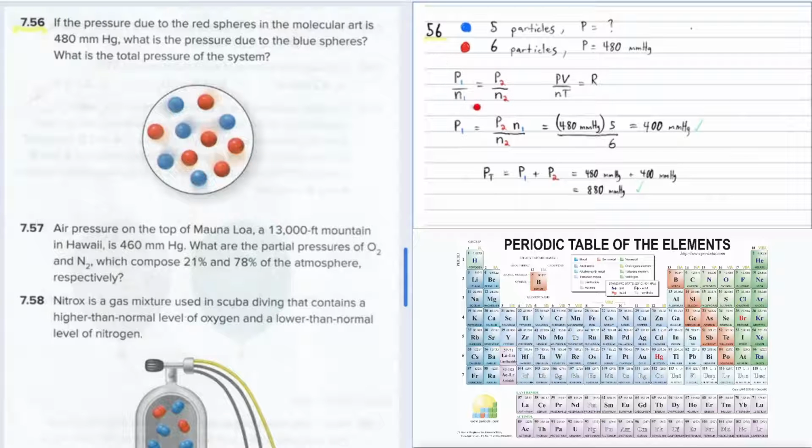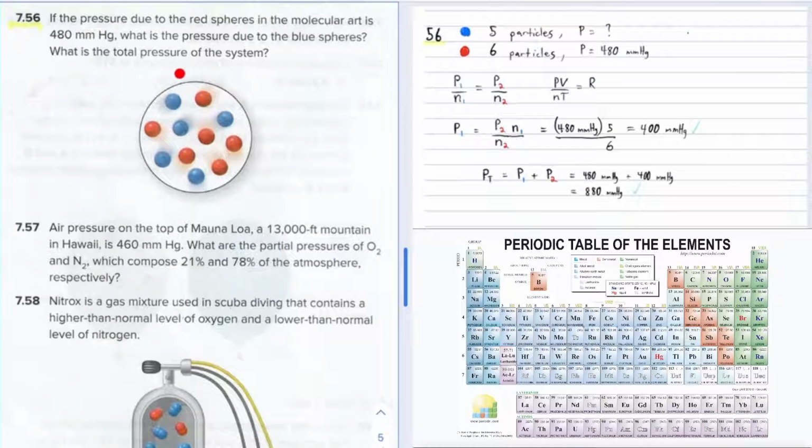All of the gas laws can be deduced from the ideal gas law, and when you're dealing with pressure and moles, here is the corresponding gas law. P1 over N1 equals P2 over N2. So we can count the number of particles for gas 1 and gas 2, if you want to say the red one is number 1 and the blue is number 2, or vice versa. I think I did it vice versa.